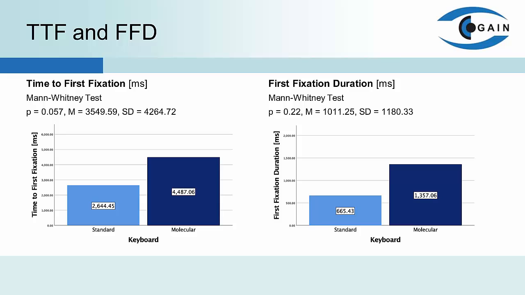In turn, first fixation duration reports for how long the subject had to look at the button to make sure that they found the right one. Again, it's much longer for the molecular keyboard.